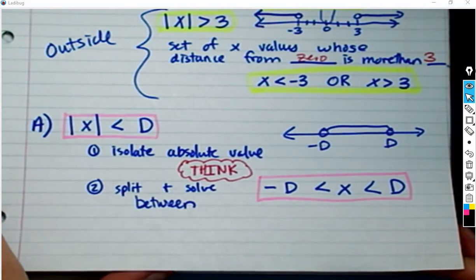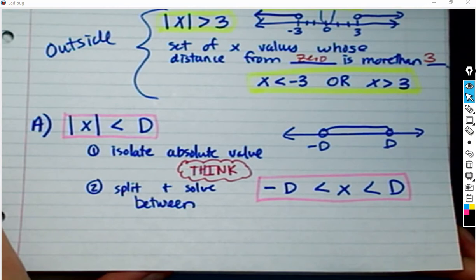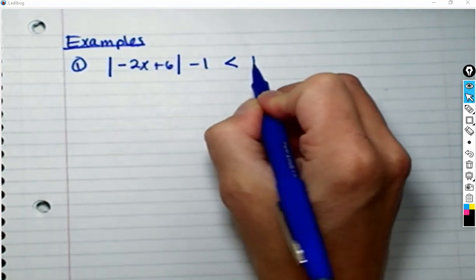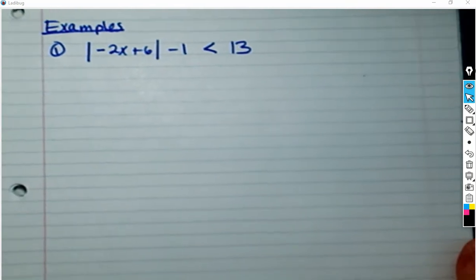Ready? Okay. Examples. Absolute value, negative 2x plus 6 minus 1 less than 13. All right, let's do it.